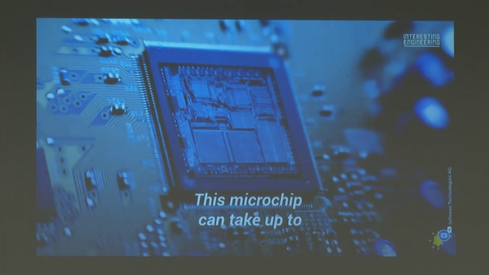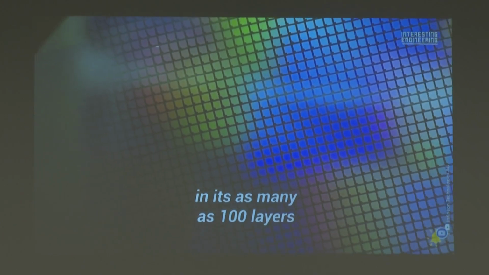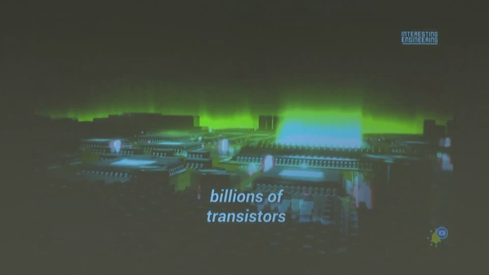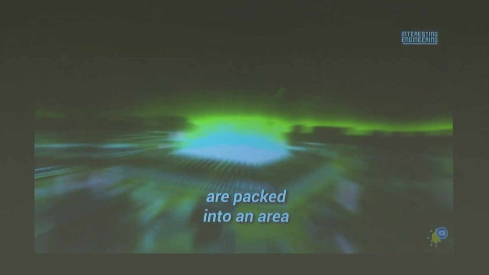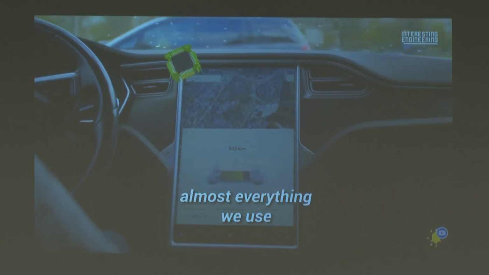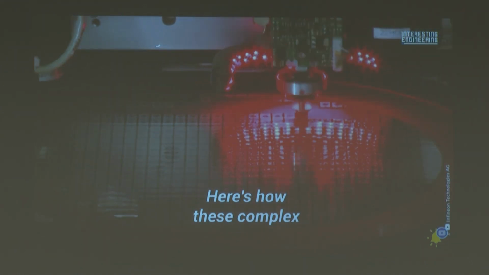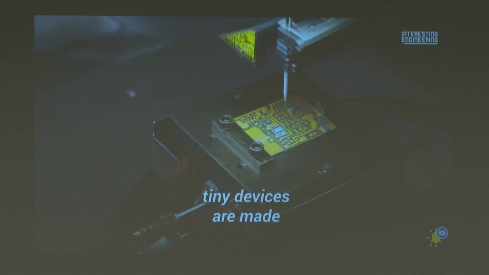This microchip can take up to 26 weeks to make. In its as many as 100 layers, billions of transistors are packed into an area about the size of a fingernail. They're the brains behind almost everything we use in our increasingly electronic world. Here's how these complex, tiny devices are made.